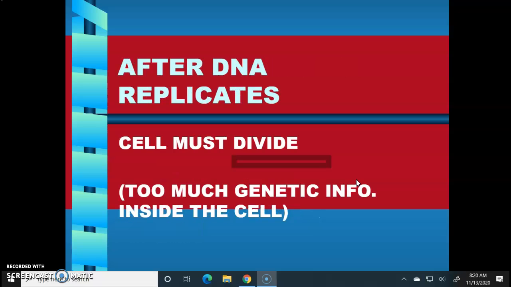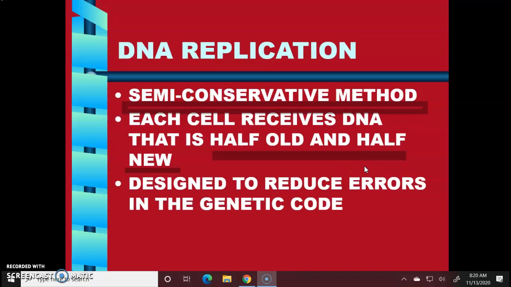So once this happens, it has to divide. We got to move on. There's too much genetic info being carried around. And this method, number 5, is what we call a semi-conservative method. It means we conserve half of it. So that means that DNA is half old and half new. So this is designed to reduce errors because you always have that good pattern to go by.